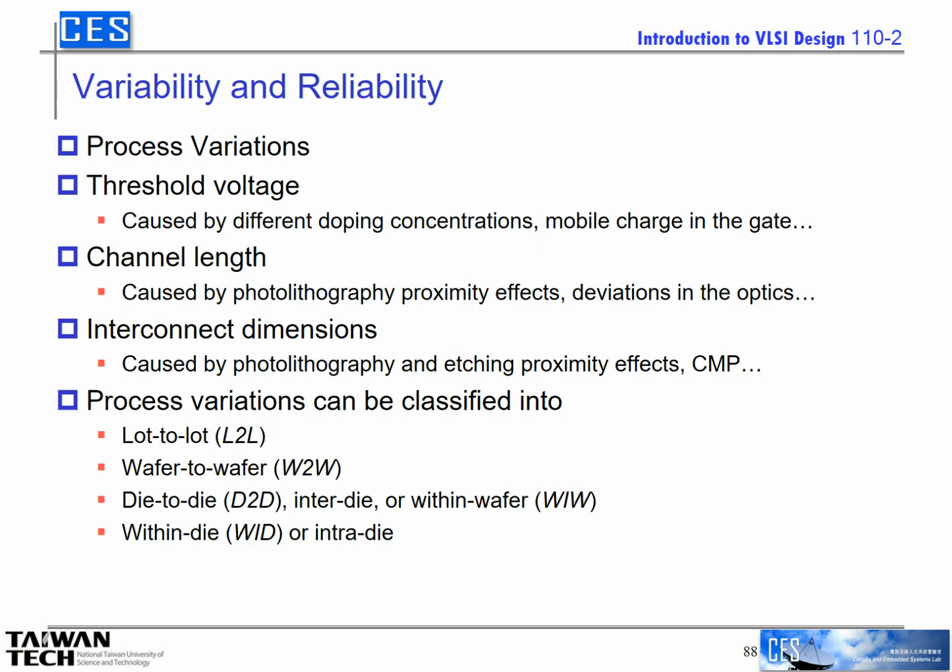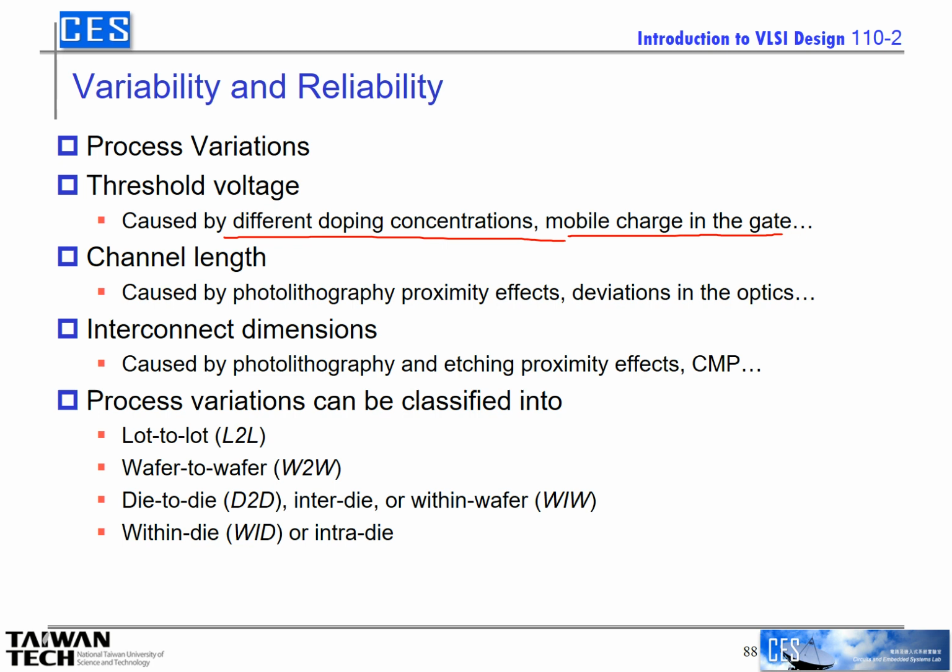Okay, and we have other variations related to the process. For example, the threshold voltage. The threshold voltage variation is caused by different doping concentrations and mobile charge in the gate and something else. And we have the channel length variation that is caused by photolithography, proximity effects, and deviations in the optics. So those are the variations you might encounter during the manufacture of your circuit.